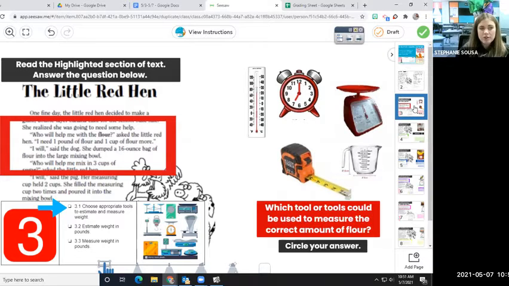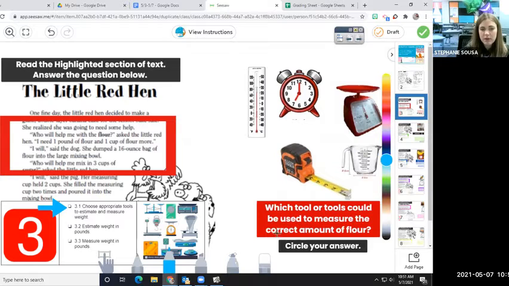In this section, we're going to read the highlighted section of text and we're going to answer the question below. Here's our question. Which tool or tools could be used to measure the correct amount of flour? Let's read what she needs for flour. Who will help me with the flour? Asked the little red hen. I need 1 pound of flour and 1 cup of flour more. What tools over here can be used to measure 1 pound and 1 cup of flour?